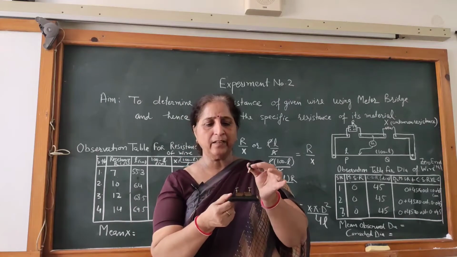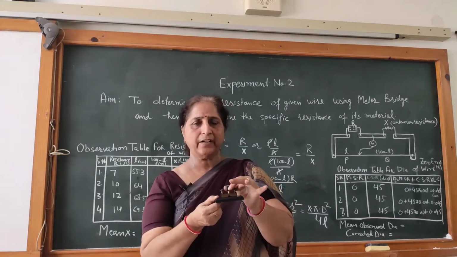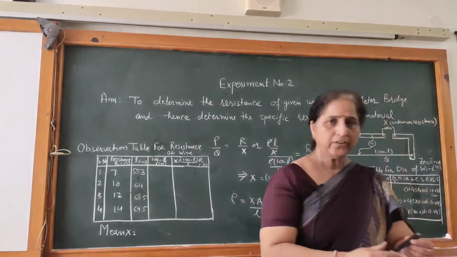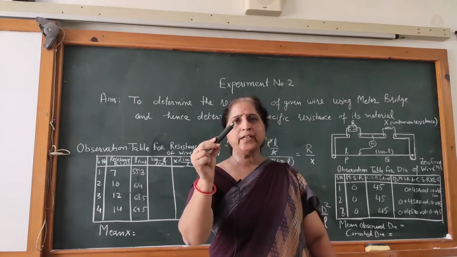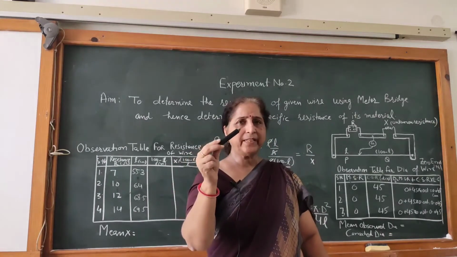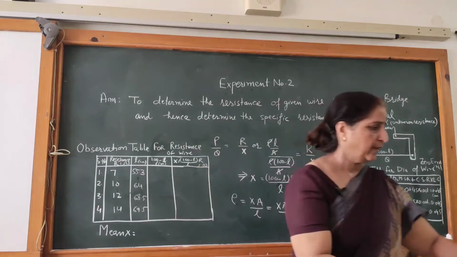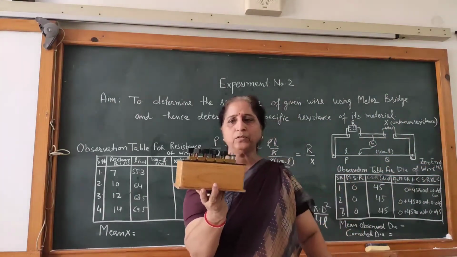This is the plug here. When you insert the plug, current will be switched on, and when you take it out, current will be switched off. Then you will be making use of this. This is the jockey. The jockey you will slide over the wire of the meter bridge to locate the position of the null point. Then this resistance box you will use.